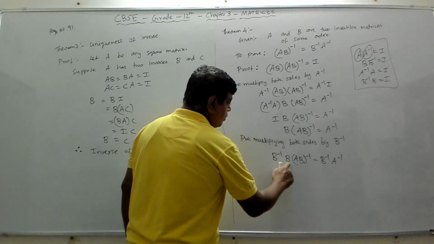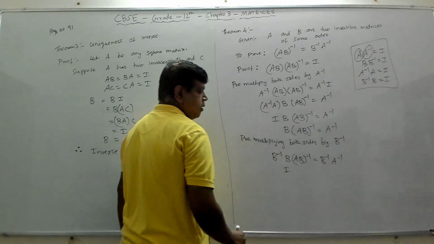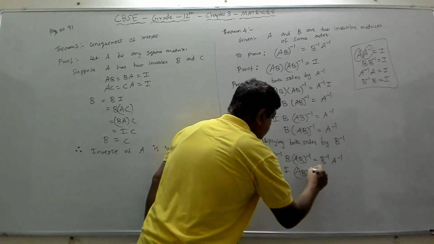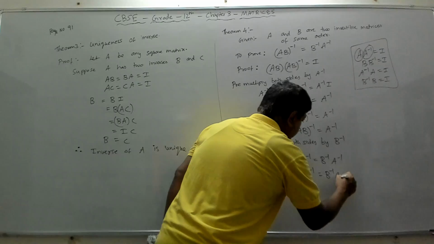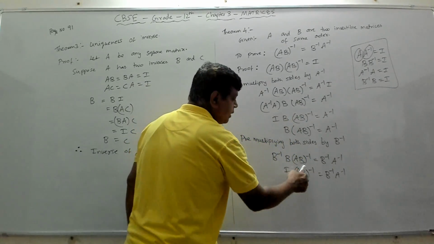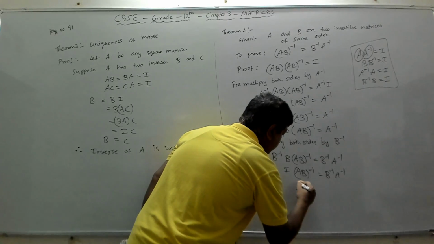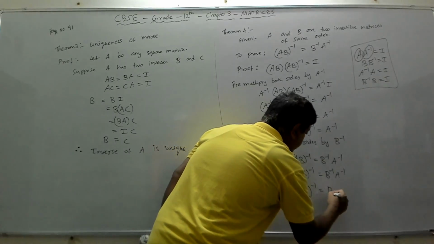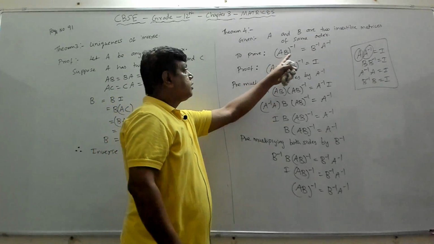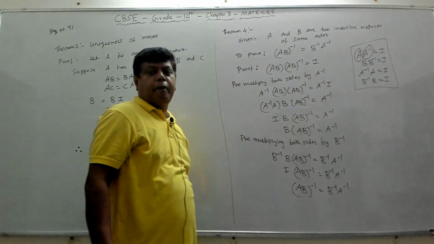Now again, what is B inverse into B? That is I. Identity matrix into AB whole inverse equal to B inverse A inverse. Any matrix multiplied by I, you will get back the same matrix. So this will be AB whole inverse, that is equal to B inverse A inverse. So we have proved that AB whole inverse equals B inverse A inverse.